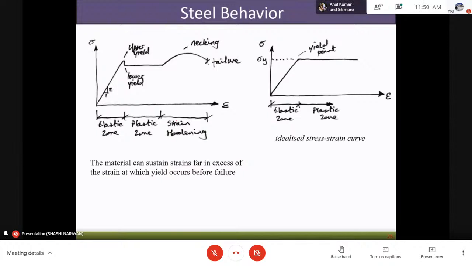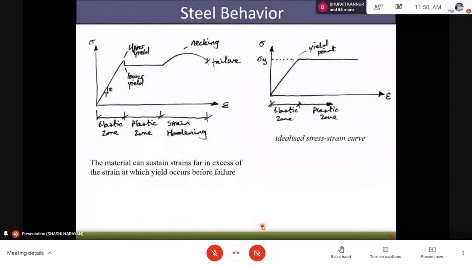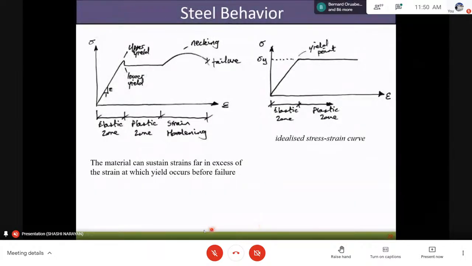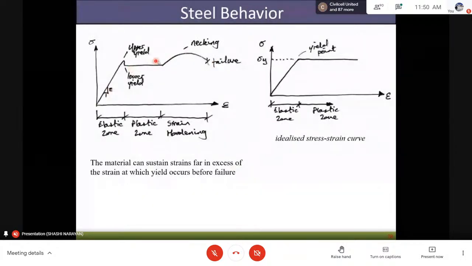Generally, the first one is the general steel behavior which we take. We have already seen that there is a plateau region, and then there is strain hardening. The actual stress, that is the true stress, goes above this. The engineering stresses are shown in this.